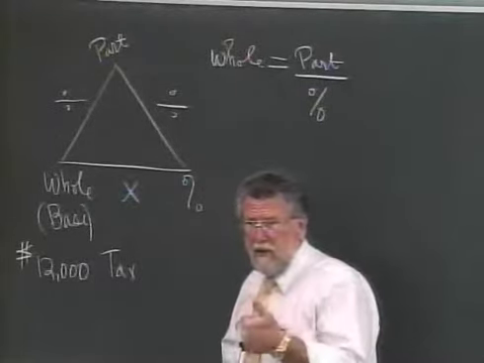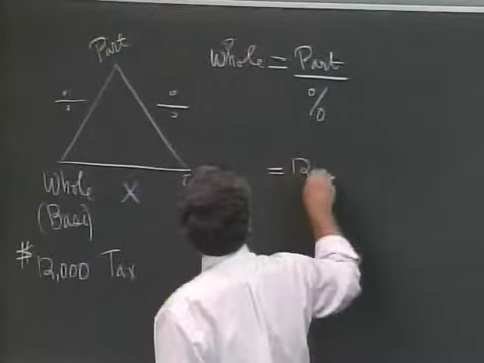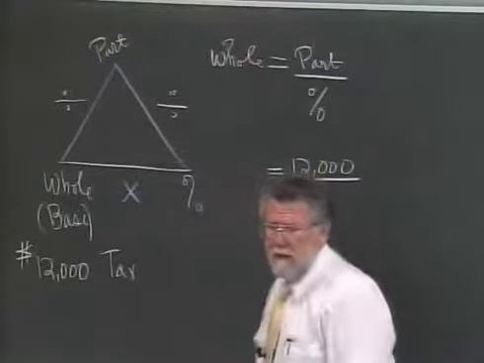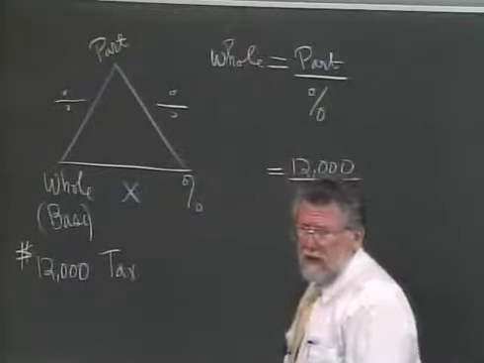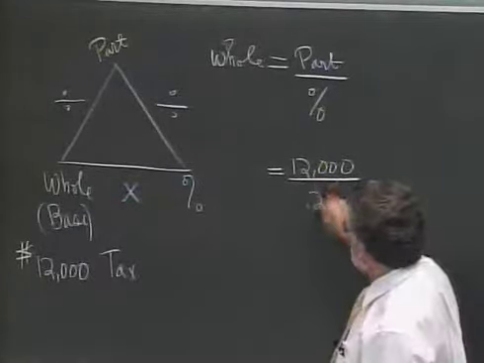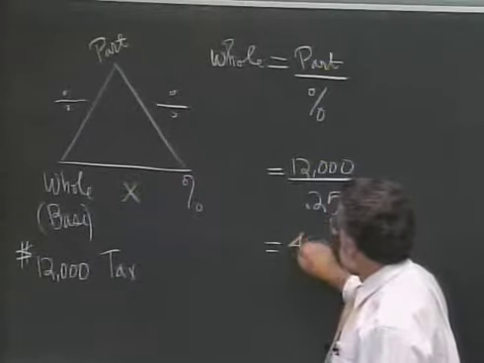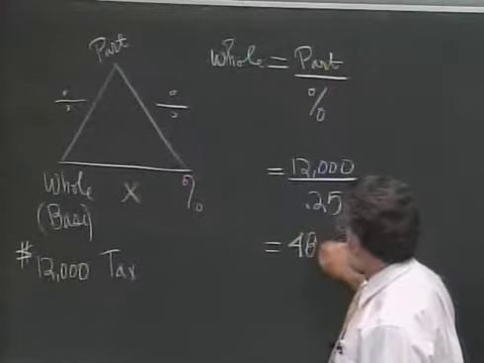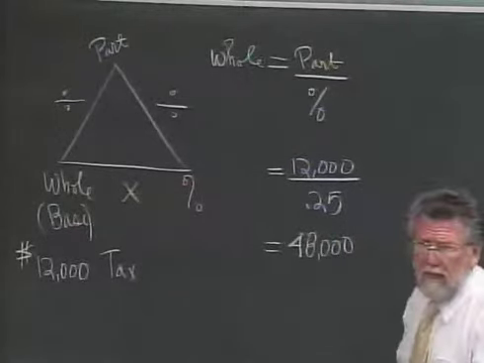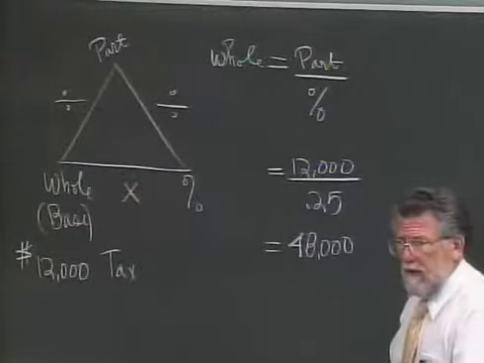Formula, then substitution. So the substitution, I had a $12,000 tax, and my percent was what? 25%, but I'm going to change it to a decimal. And when you do that, you should find $48,000. So the point is, you made $4,000 a month, but you only saw $3,000 a month.